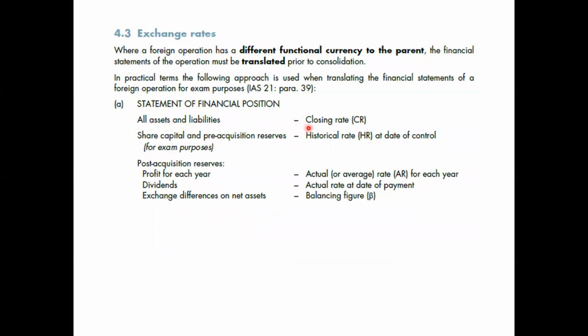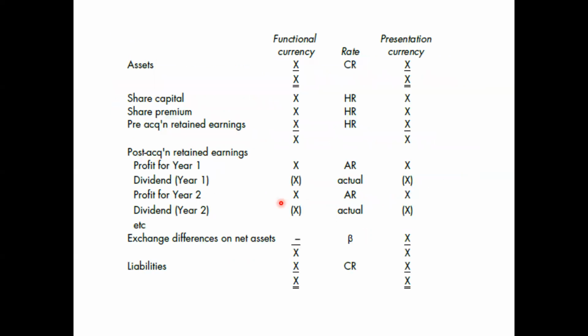So all my assets and liabilities will be at my closing rate. Capital and any pre-acquisition reserves are at the historical rate at the date I obtain control, or the date of acquisition. Profit for each year will be at the average rate for that specific year. Dividends will be at the rate of that date specifically. And then I will calculate the balance at the closing rate again. What if I have all my assets and liabilities in my consolidated financial statements, and the balancing figure will then be the exchange difference that I need to recognize.